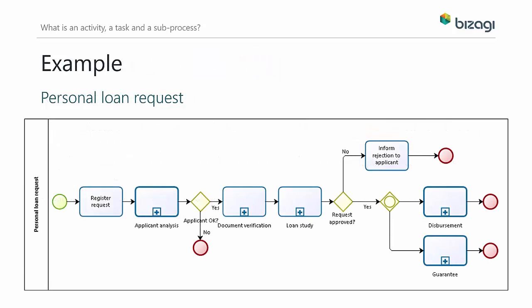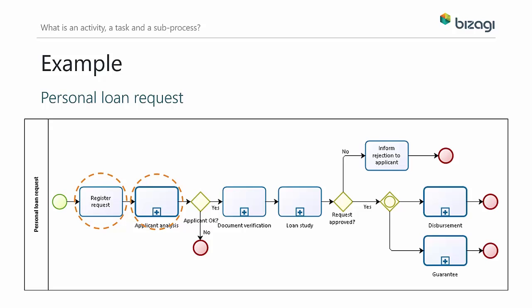This is an example of a personal loan request process. The first activity is register request. After this activity, the first subprocess is applicant analysis. This subprocess has been declared as reusable. Other parent processes can invoke this subprocess, for instance, a mortgage request. In this process, the applicants are analyzed.